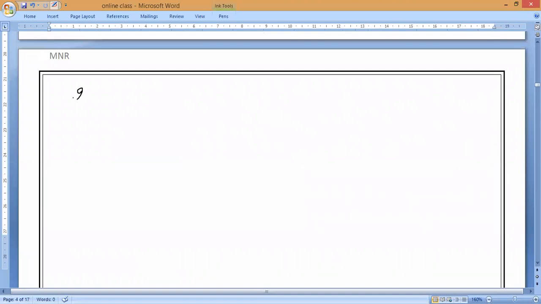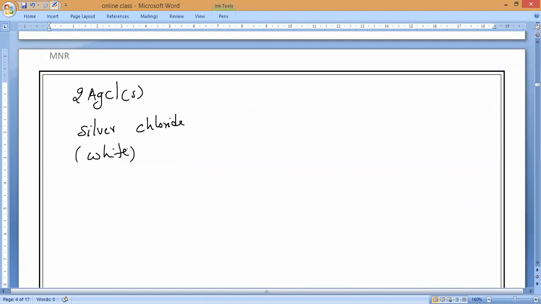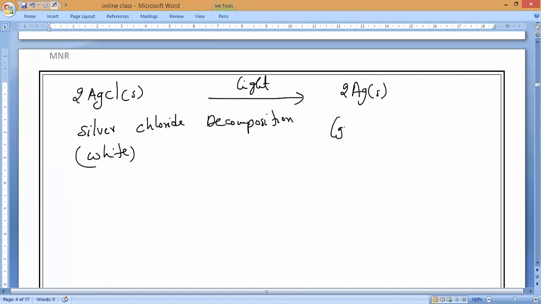So I can say silver chloride, AgCl, which is in solid state. What is the color of silver chloride, guys? White color. White. So if we expose it to the light, which light? Sunlight. So decomposition will take place. Then it will form silver, which is in solid state. What is the color of this? Gray.